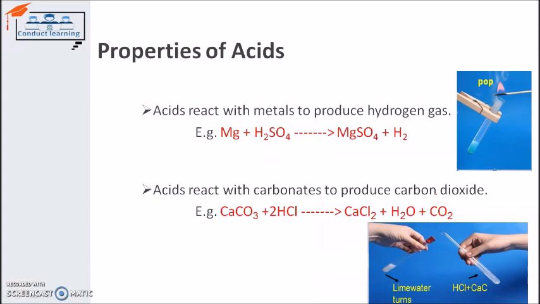Next are the properties of acid. The first property of acid is that when acid reacts with a metal, it produces hydrogen gas. You can understand this by a simple activity. Here in this equation we have taken magnesium and H2SO4. H2SO4 is sulfuric acid and magnesium is a metal. If we see the reaction between the two, you can see it forms magnesium sulfate and hydrogen gas, H2.